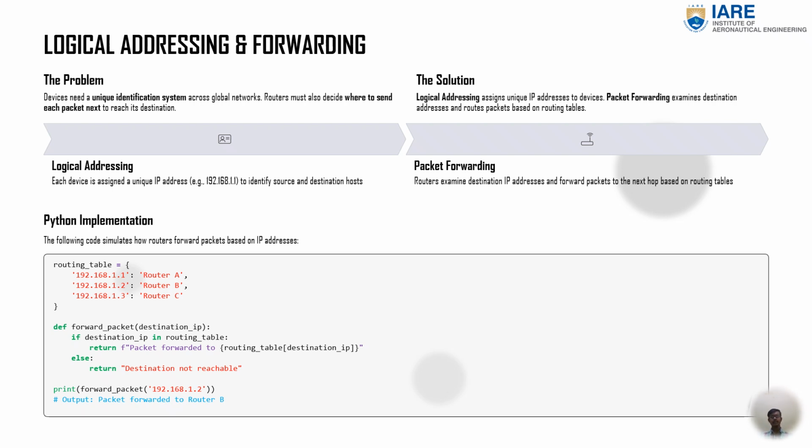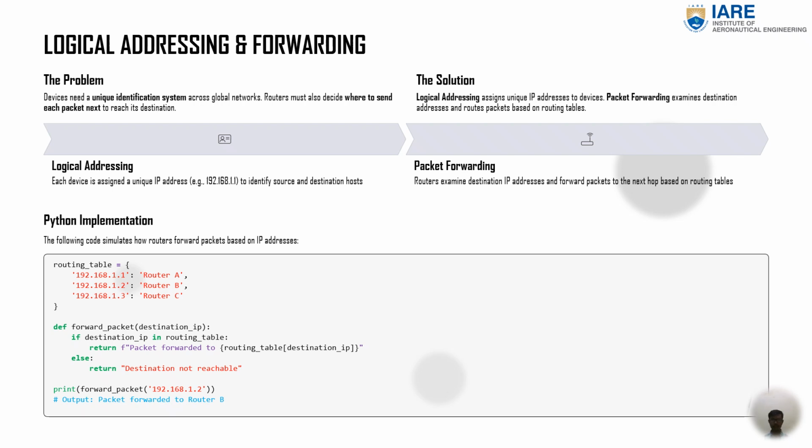Now let's discuss the real world applications of this concept. Routing underscore table is the router's routing table. Destination underscore IP is the IP address of the packet's destination. Forward underscore packet is the logic to forward to the router, and the return message is the forwarding decision. An overall summary: this code simulates how a router forwards packets using a routing table by matching the destination IP with the next hop router. Hence, this is all about logical addressing and forwarding.